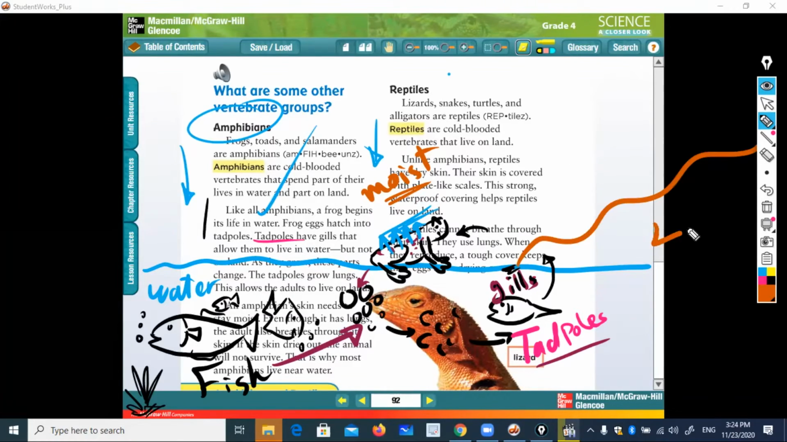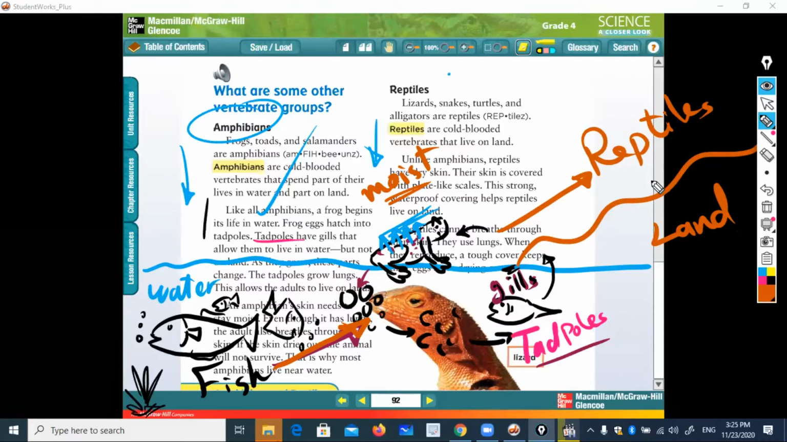Okay, the reptiles live on land. They do not live part of their time under the water. Now, reptiles live on land. Can you see that? Fish live under the water, amphibians both under the water and on land, reptiles only on land. Now, fish breathe by gills. Amphibians breathe by gills as tadpoles under the water and by lungs on the land. But reptiles, no.